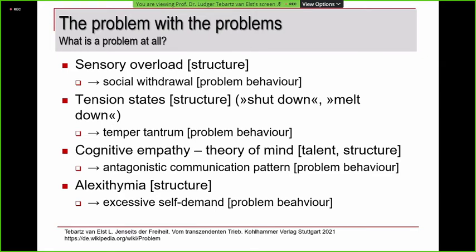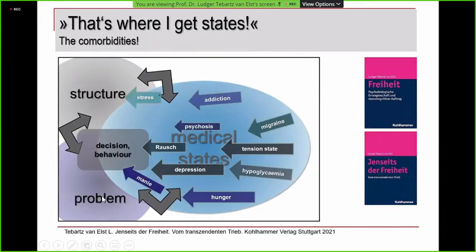It's a problem because it's not essentially linked to the fact that you're an autistic person. It's common in autistic people, but that doesn't mean it's a structure. Cognitive empathy, the problem with theory of mind, is a structure or talent, if you want so. But an antagonistic communication pattern, which you often see in people with autism, is not a structure. It's a learned behavioral pattern, which is often dysfunctional. And it's very important to distinguish the structural element from the problematic element, because the structure you want to accept, but the problem you want to solve. And for that reason, it's important to distinguish structure from problems.